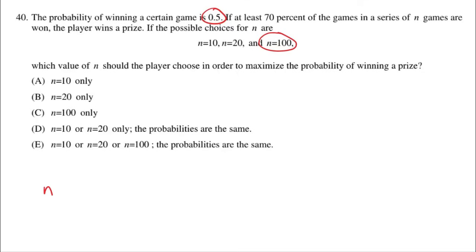But over 10 games, yes, we only expect to win 50% of them, so we only expect to win 5. But because it's only 10 games, a smaller amount, we might have something special happen. So something special can happen in the short run. You might get lucky and win 7, 8, or 9 out of 10 games.